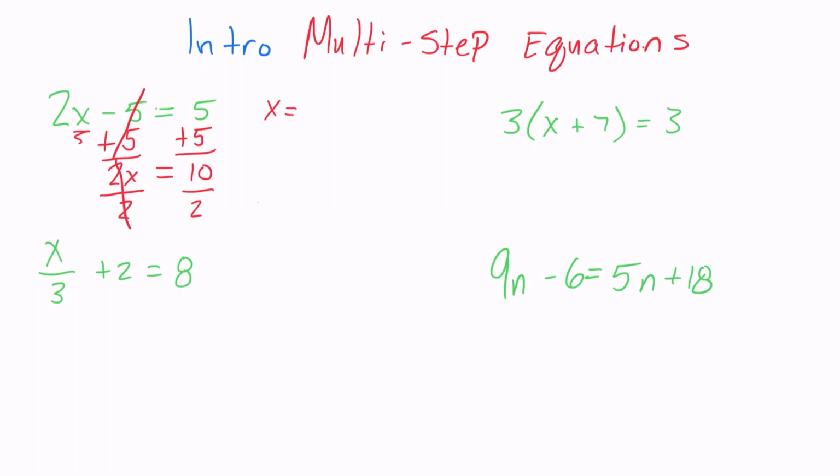So I've essentially isolated my variable. I have x equals now. 10 divided by 2 we should know as 5, and I have a solution. x equals 5.